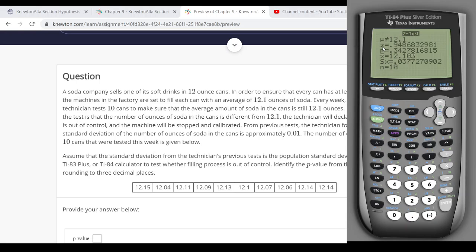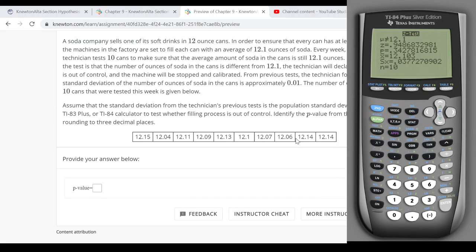Now above that is z. That's the test statistic. That's the z-score for this sample mean, 0.948. This is how many standard deviations above 12.1 was this 12.103. There's only 0.948 standard deviations above. But the most important value, the one we're going to use to decide whether we reject the null hypothesis or not, is this p-value. Now the p-value is given as 0.3427, which to 3 decimal places would round to 0.343.